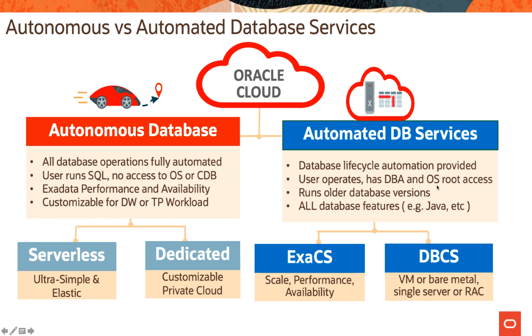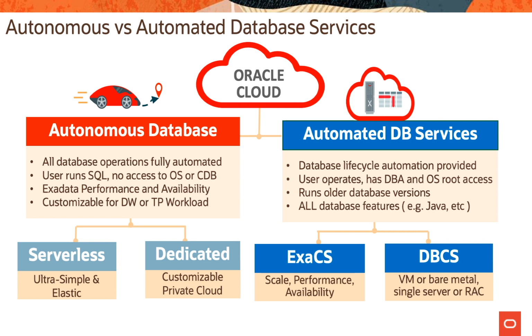On the other hand, if we talk about automated database service, here we have automated the database lifecycle. The user operates it, and they have DB access, as well as operating system or root access to these systems. You would be able to run older database versions on automated DB services, like 11g, 12c, 18c or 19c. All of the database features, including Java, are available on automated DB services. And two major offerings are based on Exadata systems, so Exadata Cloud Service or even Exadata Cloud@Customer. They provide scalability, the required performance for your mission critical workload, as well as availability requirements.